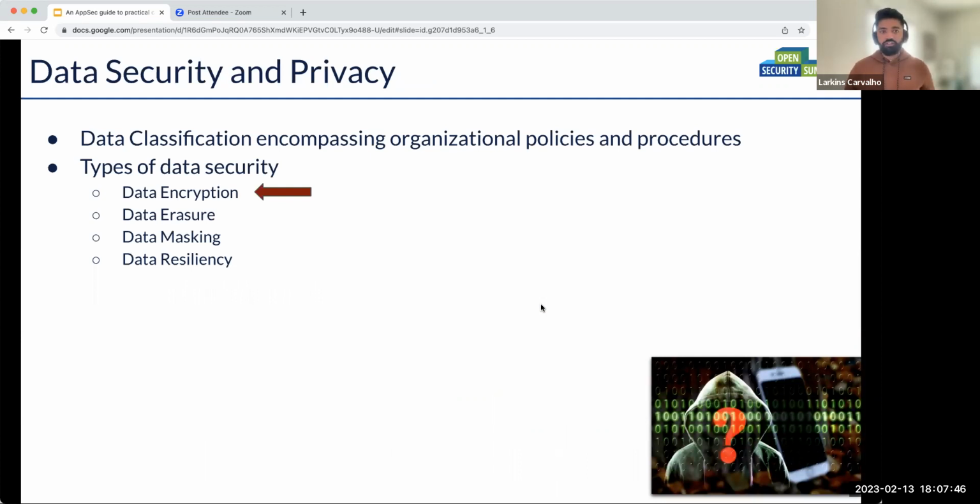Cryptography helps us with data security and privacy. Data classification encompasses organizational policies and procedures. It helps to define the different classifications of data, and based on that, we can use cryptography to design mitigations to protect it in our systems. Data encryption has different uses based on our security requirements.